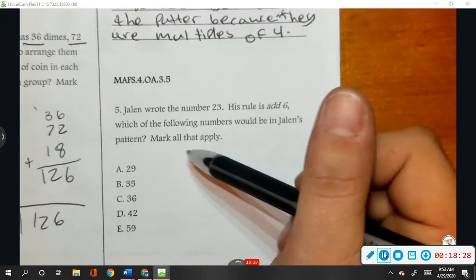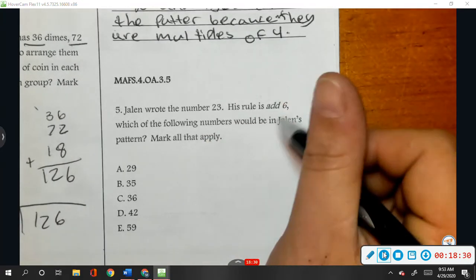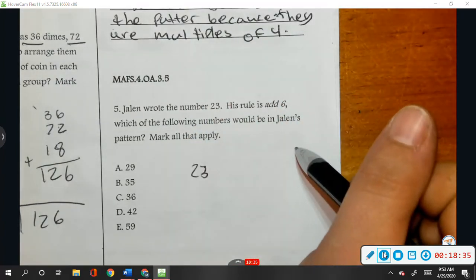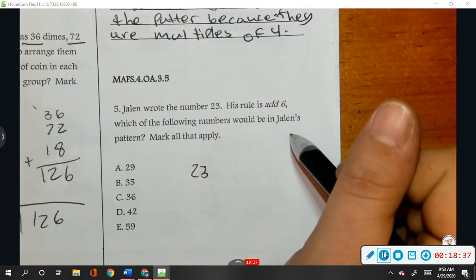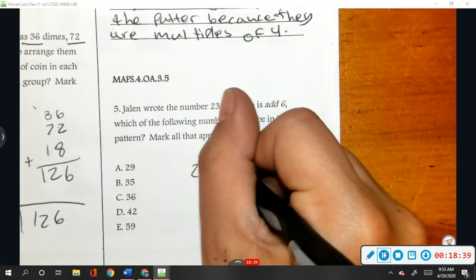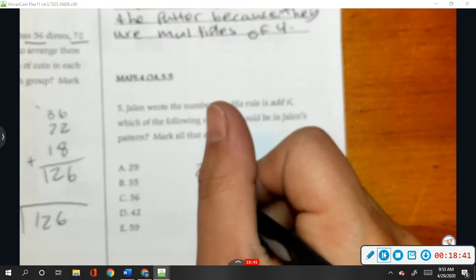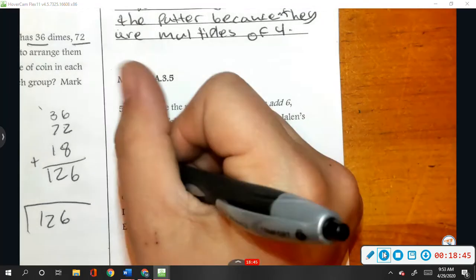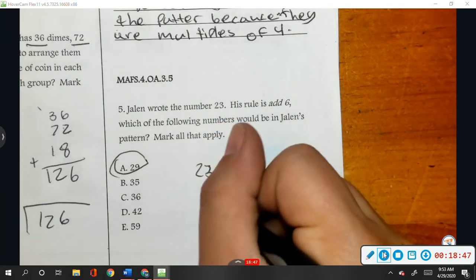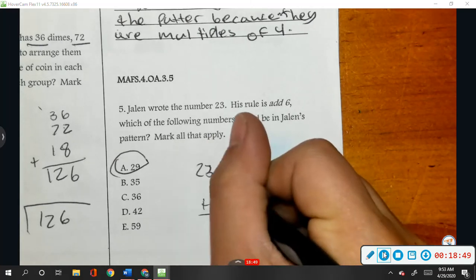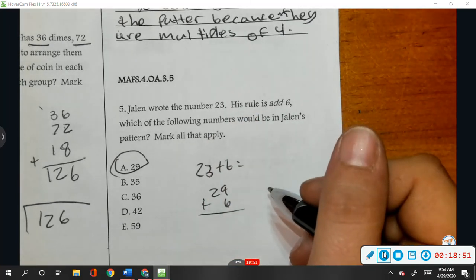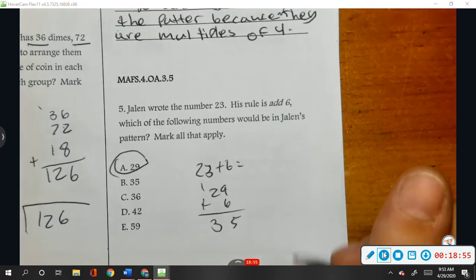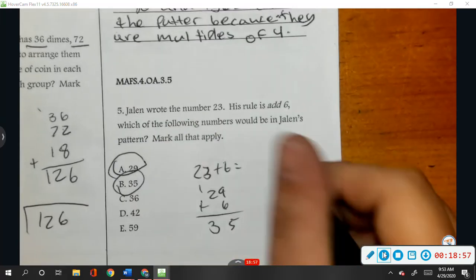Jalen wrote the number 23. His rule was add 6. Which of the following numbers would be in Jalen's pattern? So if we added 6 to 23, we would get 29. So 29 would be a part of it. And then I add 6 to 29, that'd be 9, 10, 11, 12, 13, 14, 15. Carry the 1, 35. 35 would be a part of it.